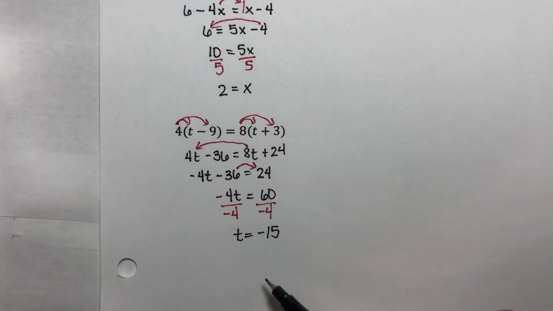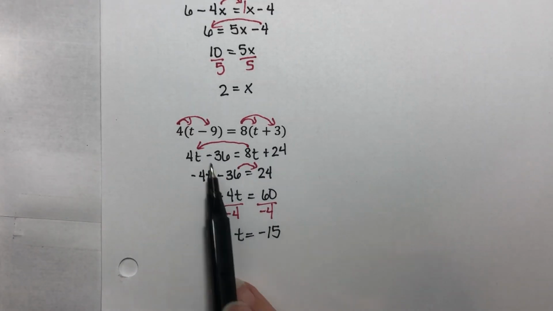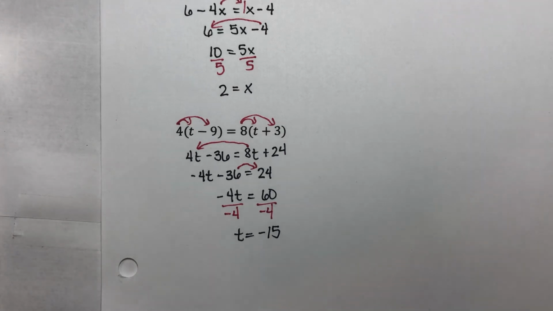Don't forget to be careful with your signs. Always double check, particularly when you're distributing, because it's very easy to mess up the sign on the second or third thing that you multiply.